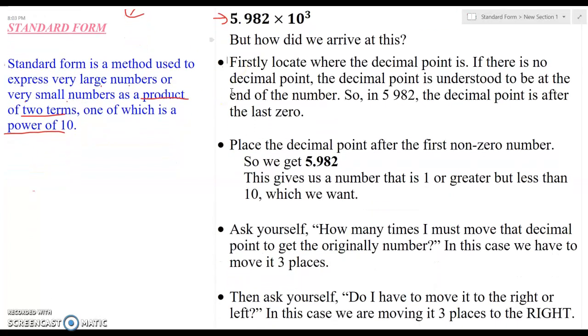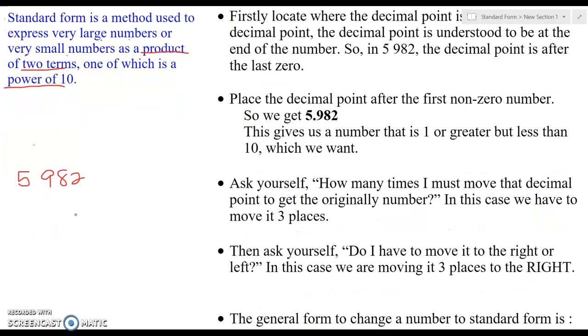So I'm just going to write the number down here, 5,982, and we're going to look at these steps together. The first step says we want to locate where the decimal point is.